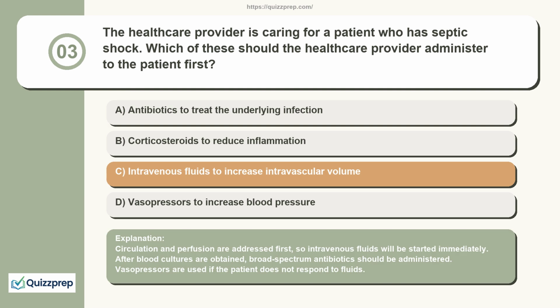Circulation and perfusion are addressed first, so intravenous fluids will be started immediately. After blood cultures are obtained, broad-spectrum antibiotics should be administered. Vasopressors are used if the patient does not respond to fluids.